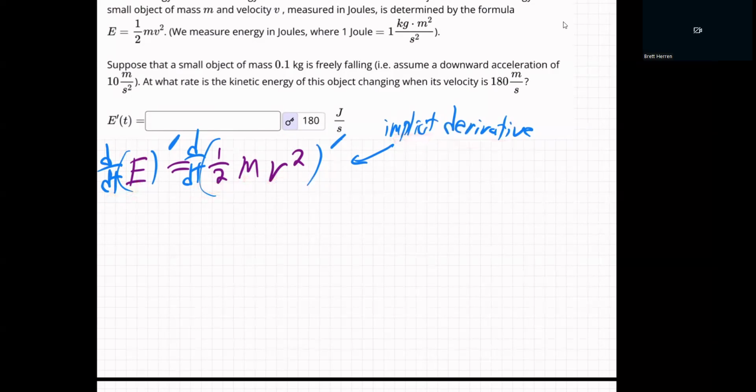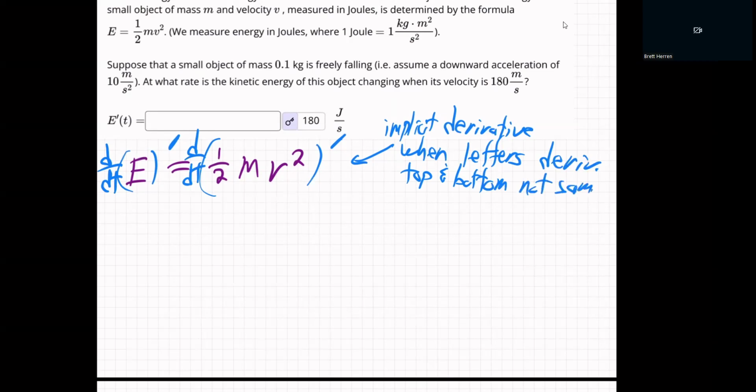Implicit differentiation is when the letters on the top and bottom of the derivative are not the same. And they are not the same, right? The d, E, and t are not the same. The d, v, and t are not the same. All right, enough said. Let's get going.